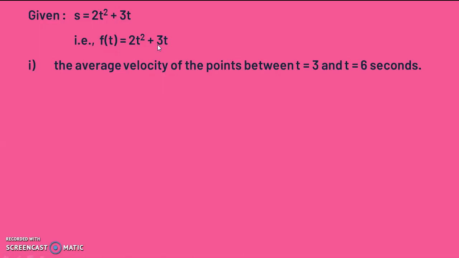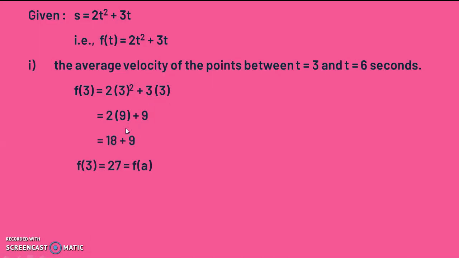From this f of t, we find f of 3 by substituting t equals 3. So f of 3 will be equal to 2 into 3 square plus 3 into 3. Therefore, 2 into 9 plus 9, that is 18 plus 9, which is equal to 27. So, let's take this as f of a. Now f of a is equal to 27.